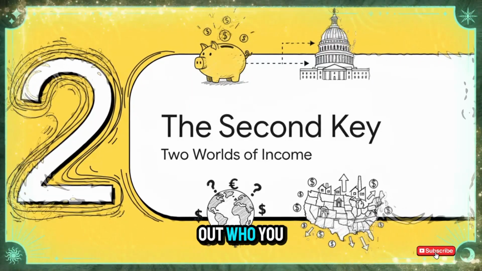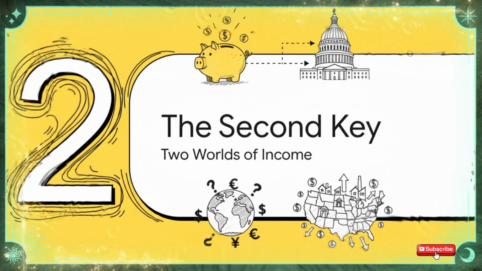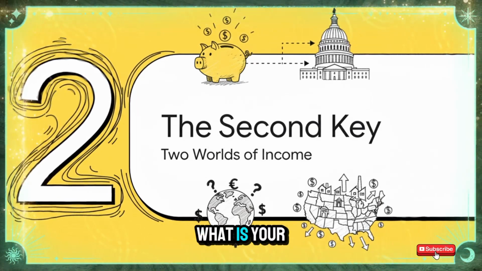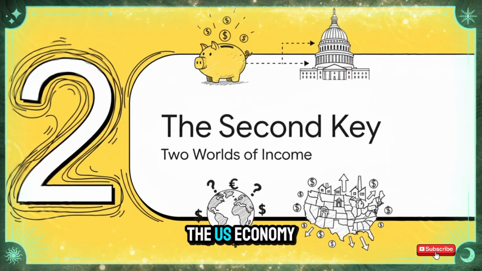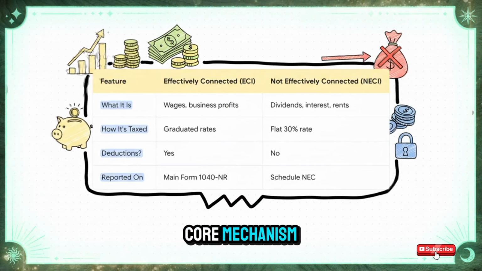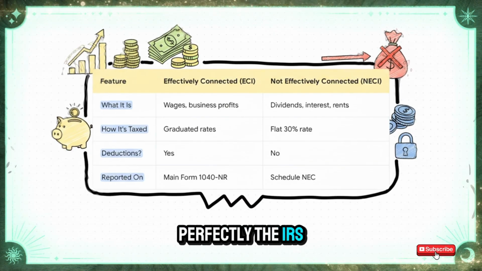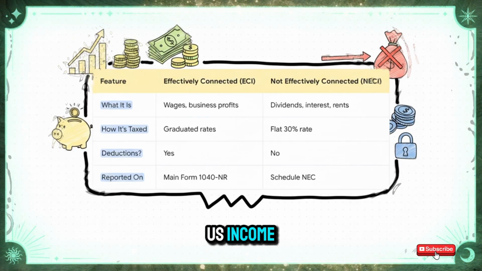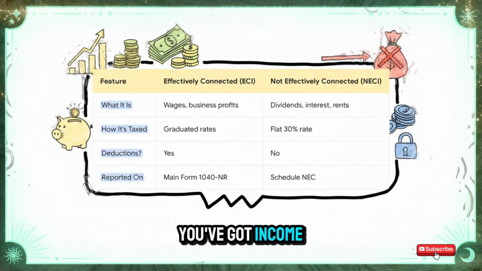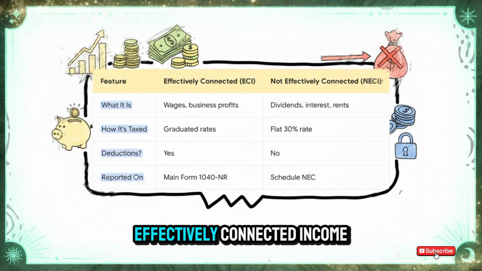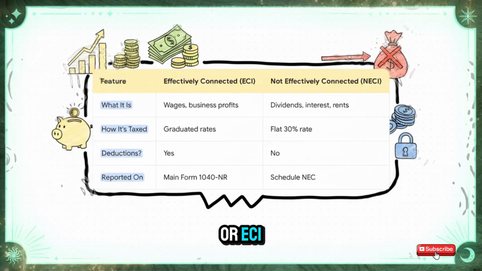Once you've figured out who you are to the IRS, the next big question is about your money. Specifically, what is your income's relationship to the US economy? And this table just illustrates the core mechanism perfectly. The IRS literally creates two separate worlds for your US income. On one side, you've got income you actively earn from a US business or job. They call that effectively connected income, or ECI.